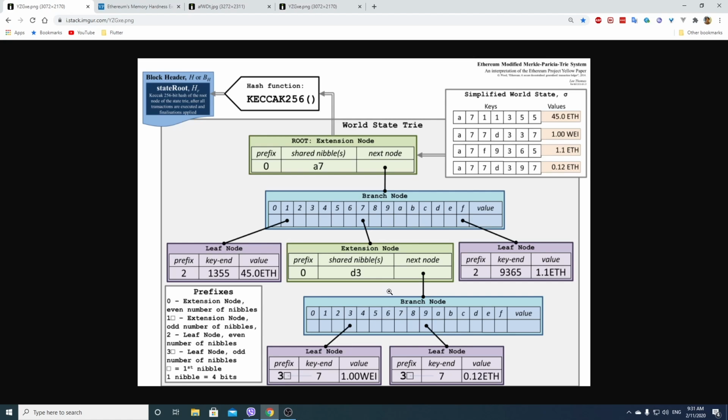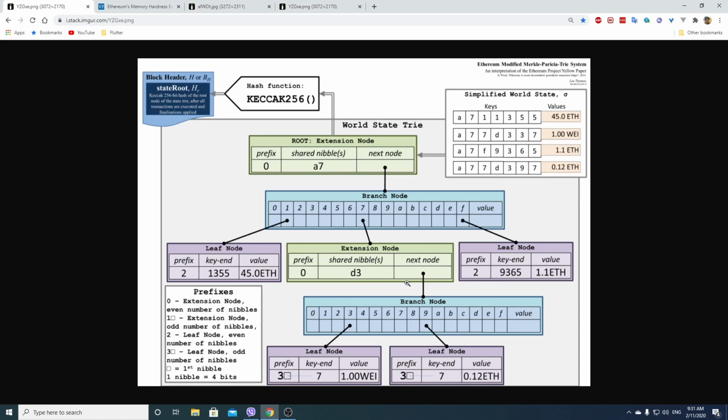And then there's another case, right, where after your branch, you have a leaf node. So if you have A7F, then the only option would be 9365. A7F 9365. So that's how this stuff is stored, right? That's how this stuff is organized. This is how Patricia tree is organized.